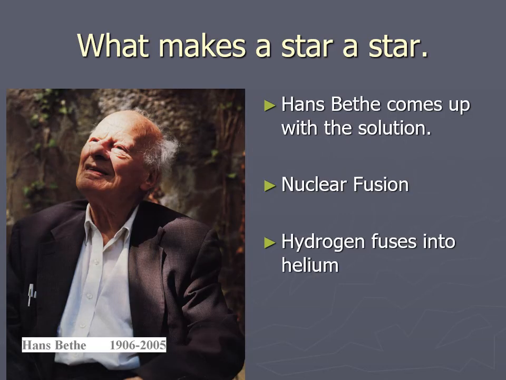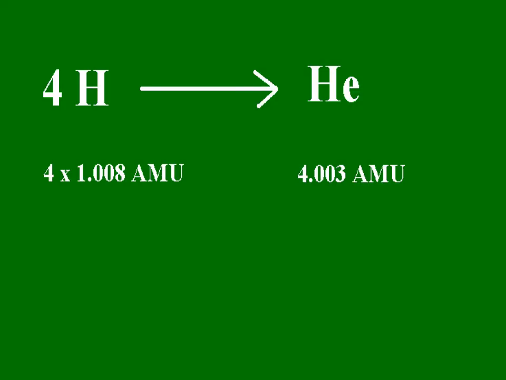Well, Hans Bethe, who was working on the atomic bomb, also realized that if hydrogen is compressed enough, it will fuse into helium. Now, 4 hydrogens make a helium, but hydrogens weigh 1.008 atomic mass units. Helium weighs 4.003 atomic mass units. So 4 of these weighs more than that. So something else has to give. Some of this extra mass has to go somewhere. Where does the extra mass go? The extra mass becomes energy.